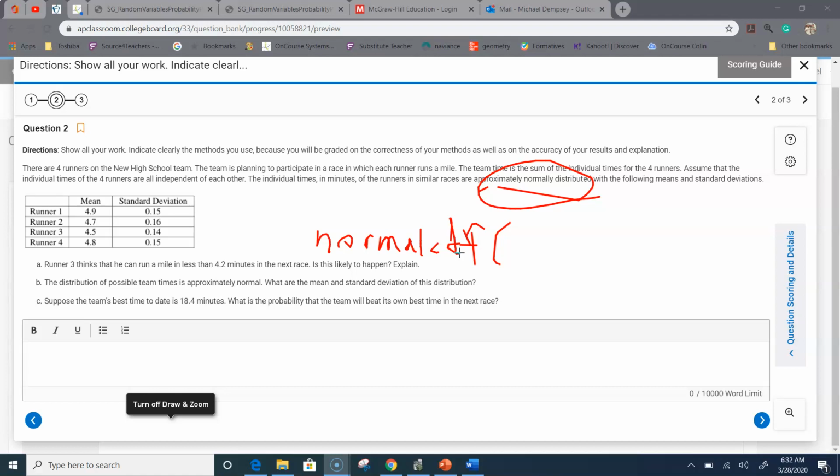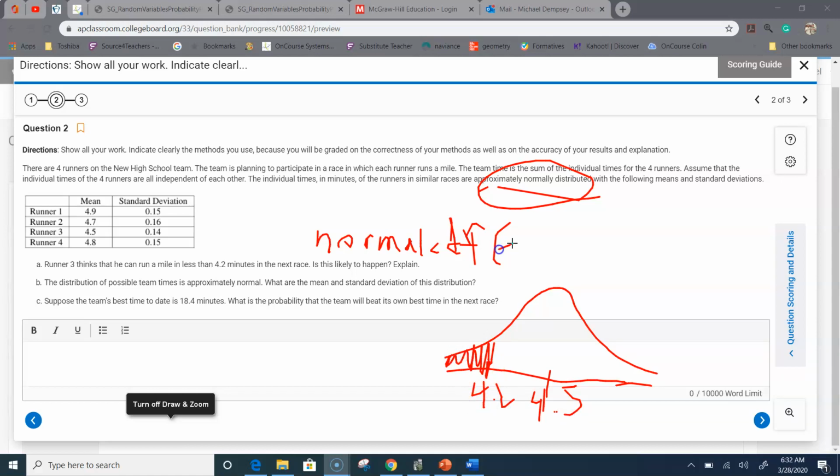So let's look at part A, see if it's an easy one that we can just steal here. Runner 3. He thinks he can run a mile in less than 4.2 minutes. Well, let's check out runner 3. Runner 3, his time is normally distributed, and 4.5 lives in the middle of that. That's his average time. Well, he thinks he can run it in under 4.2. He thinks he can do that, okay?